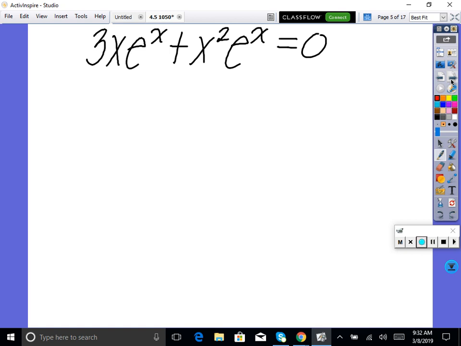Yeah, why? That's a great idea. Now let's factor something out. What would you suggest? Okay, we can factor out e to the x. Sure, let's factor out the greatest common factor. So let's see if that helps us at all.